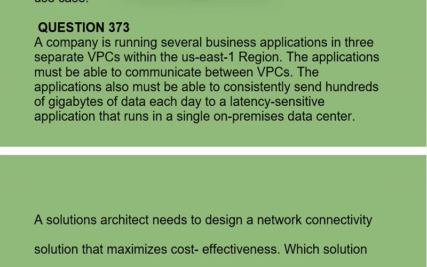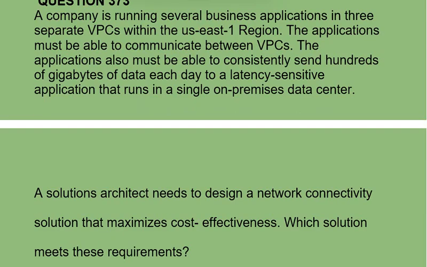Question: a company is running several business applications in three separate VPCs within the US East 1 region. The applications must be able to communicate between VPCs. The applications must be able to consistently send hundreds of gigabytes of data each day to a latency-sensitive application that runs in a single on-premises data center. A solutions architect needs to design a network connectivity solution that maximizes cost effectiveness. Which solution meets these requirements?